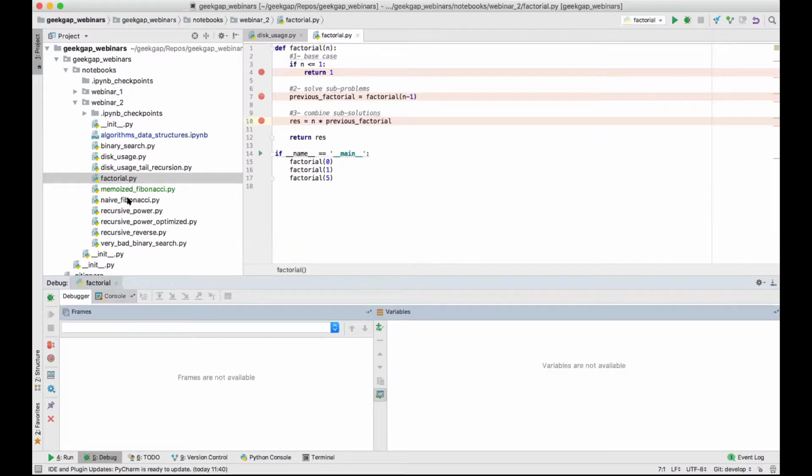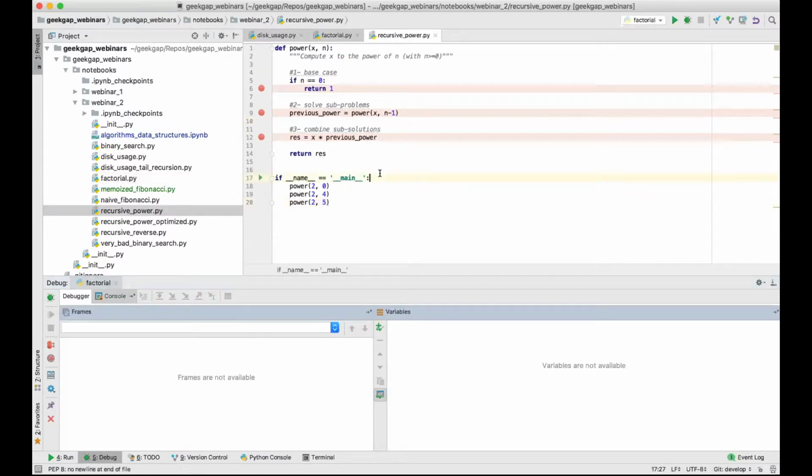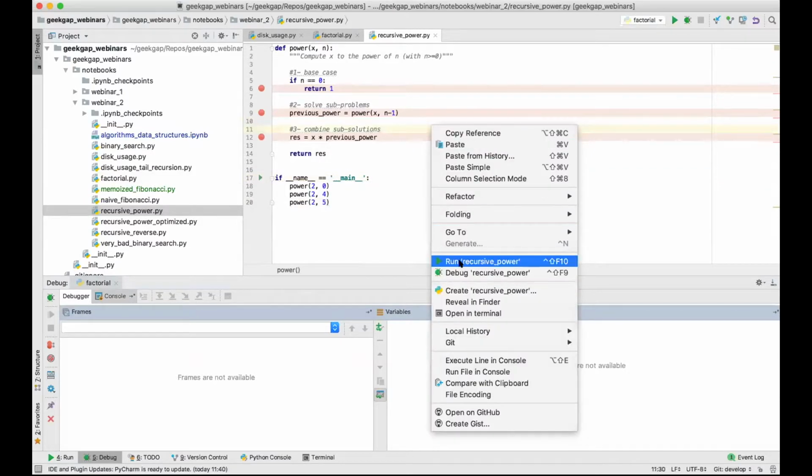Great. I assume you see my screen again. So recursive power. Do you see my screen? Yes, I do. Great.